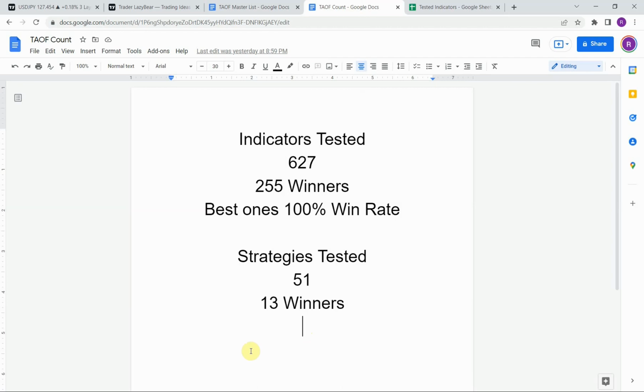The best ones so far were able to achieve a 100% win rate. Now you need to go back and watch those videos to understand the context of how they were able to achieve that. So go back and watch those videos and see what you can get out of those winning indicators. And keep in mind that we test most of these strategies and indicators on the Forex market, but they can be applied to just about any market universally.